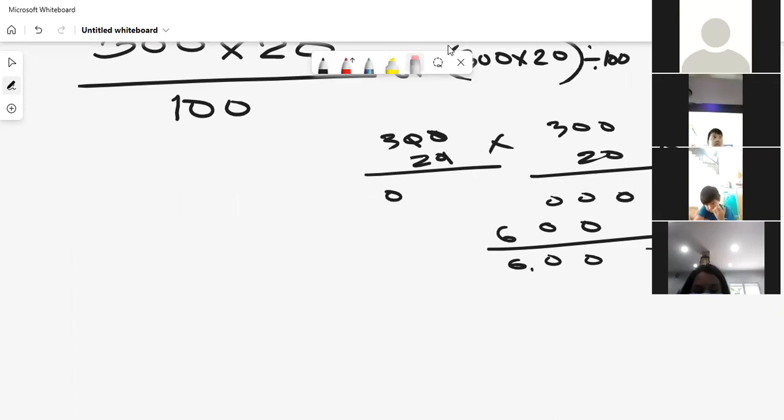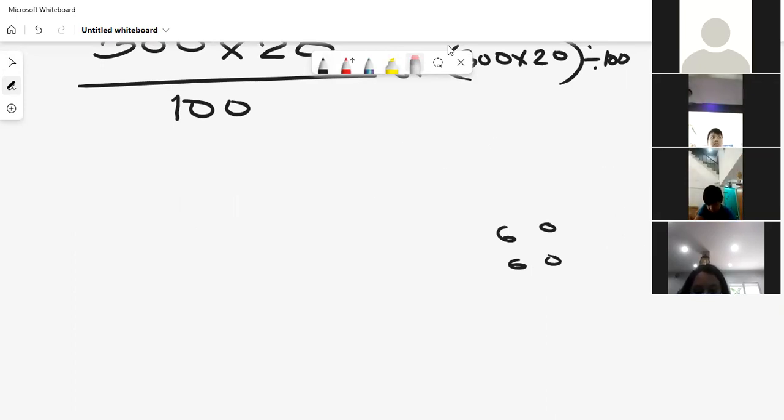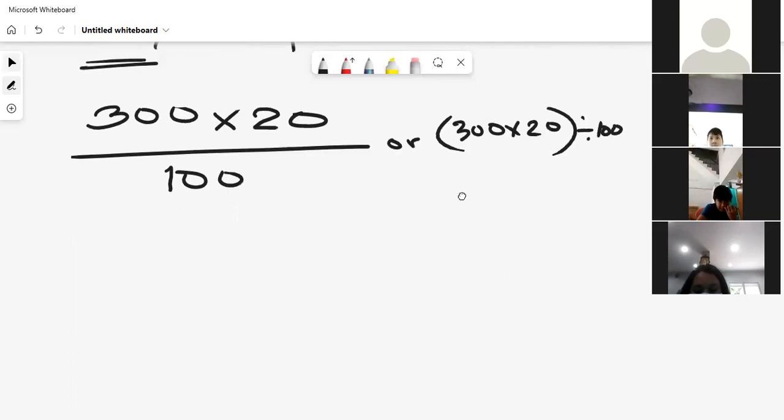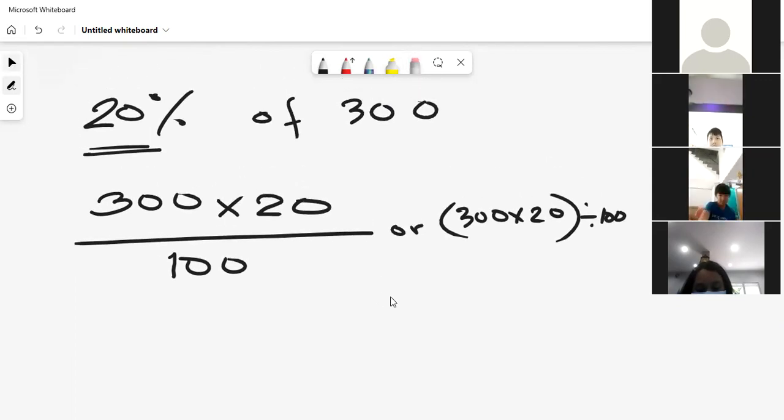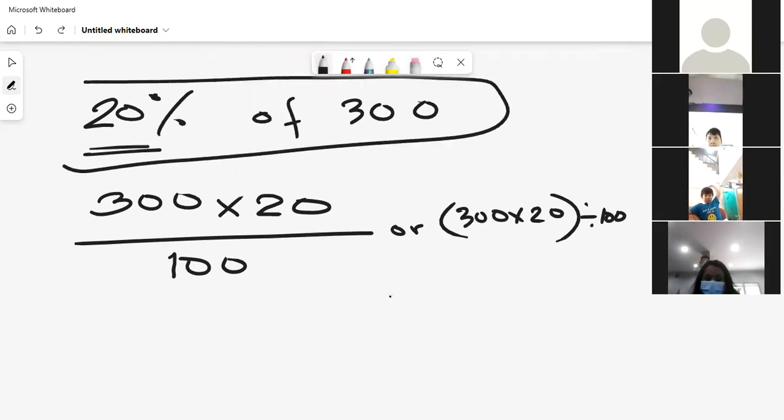There is no problem with this one. There is no problem in multiplication and division. I just want you to remember, how are you going to get the percent of a number? For example, 20% of 300 will become 300 times 20 divided by 100.